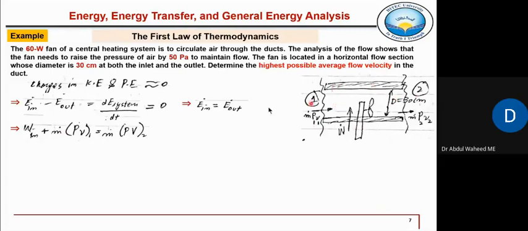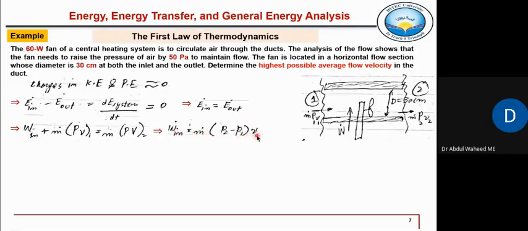Now in this, let's put the unknowns on one side. W dot in, which is given, is equal to m dot into (P2 minus P1), because this delta P is given to us. Change in pressure, P2 minus P1, that is 50 pascals, which is given. Now we need to find out the velocity. So in this whole equation, there is no term of velocity. So let's see how we can introduce velocity here.